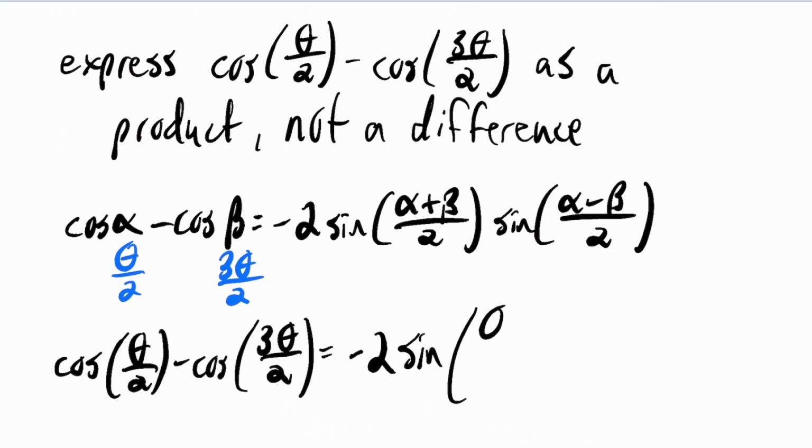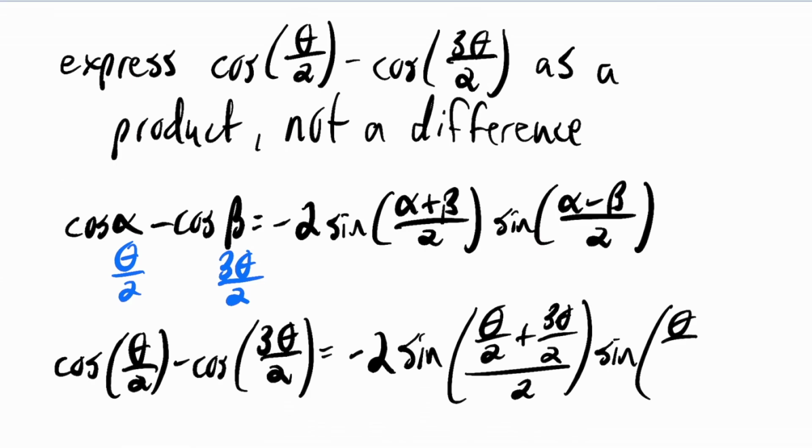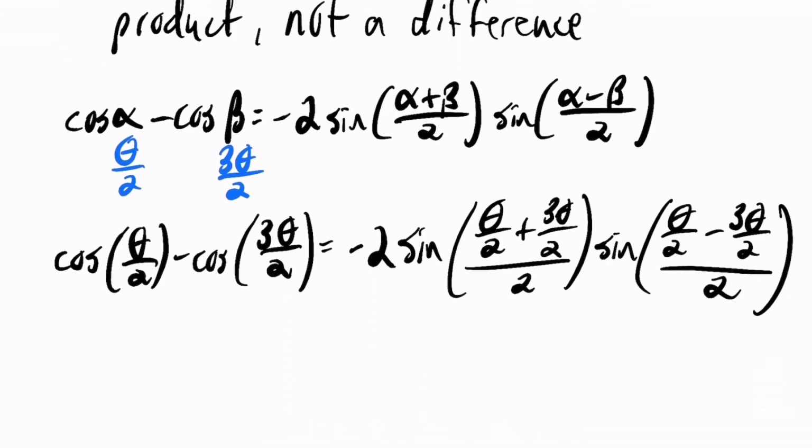That won't hurt. So let's say, not 2 theta, sorry, but theta over 2 plus 3 theta over 2, all over 2, right? I'm adding them together and dividing by 2. And then sine of their difference. So sine of theta over 2 minus 3 theta over 2, all over 2, at least inside the sine argument, all over 2, right? So it's -2 times sine.